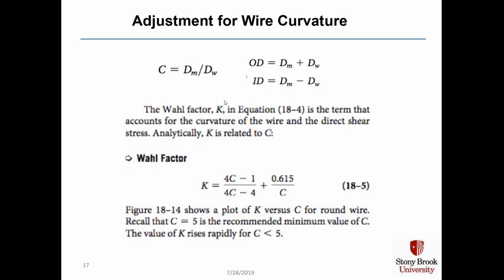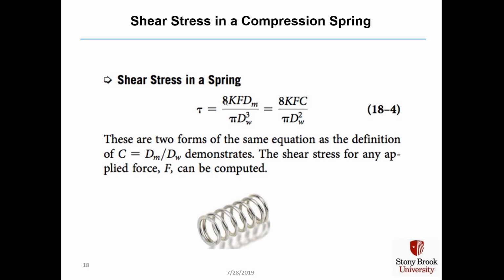You also have to adjust for the wire curvature. The wall factor, Kw, is a term that accounts for the curvature of the wire and the direct shear stress. Analytically, Kw is related to C by the formula (4C minus 1) divided by (4C minus 4) plus 0.615 divided by C. This formula applies for both helical compression and helical tension springs. Shear stress in a compression spring is given by the equation tau, the shear stress, equals 8 times Kw, the wall factor, times the force F times the mean coil diameter divided by pi times the wire diameter cubed, which also equals 8 times Kw times F times C, the spring index, divided by pi times the wire diameter squared.